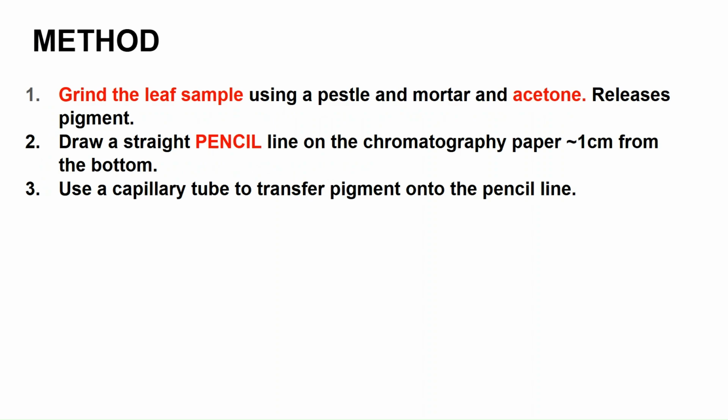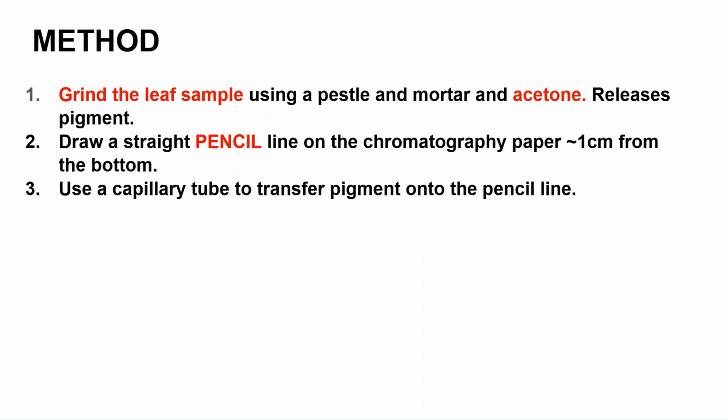Right, so the method to this practical is a pretty simple one, pretty boring to be honest. You have to collect your leaf sample first. It's a good idea to use a plant that visibly has multiple pigments. Then you grind it up using a pestle and mortar and something that will break open the cells, such as acetone, and that will release the pigment so that you can investigate which pigments are present.